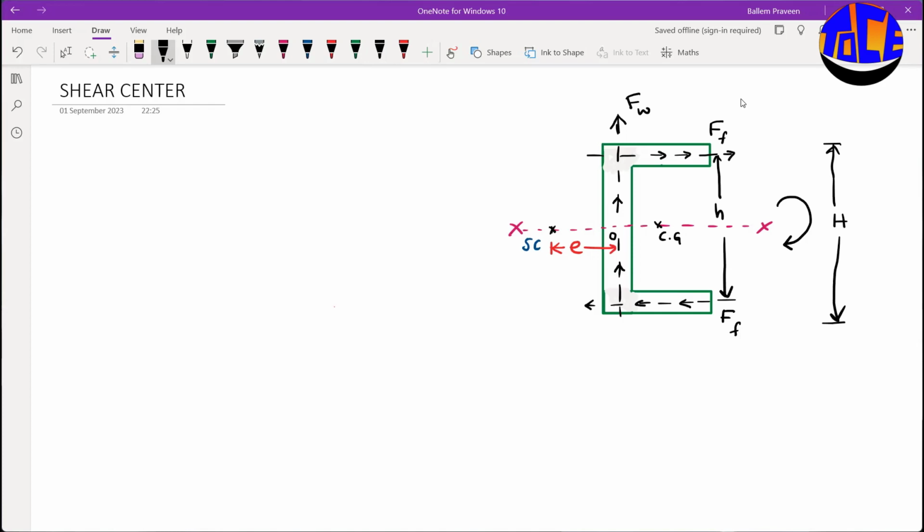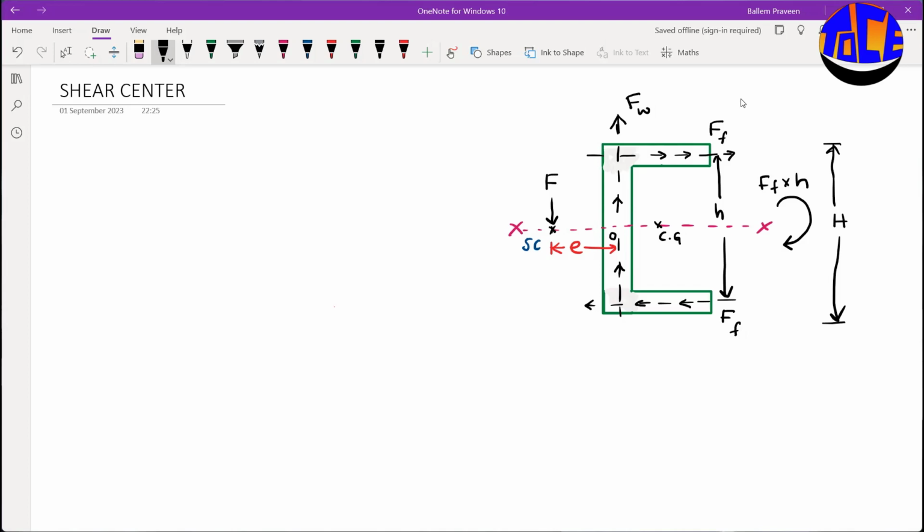Now we can write the couple as FF into H, that is the shear flow in flanges into H, which makes a couple acting in the clockwise direction. This couple will tend to twist the channel section, so try to remember that. The resultant shear force F of this channel section will be acting at the shear center, somewhere here. So this is our shear center, where the resultant shear force F will be acting.